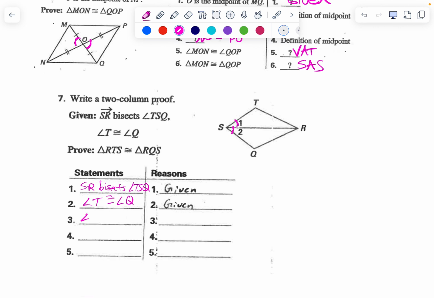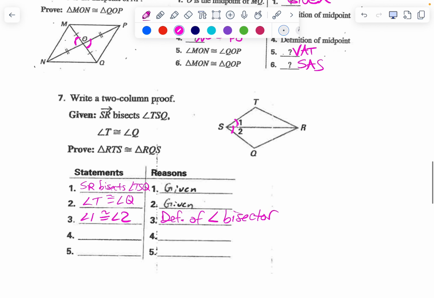So we need to say angle 1 is congruent to angle 2, but why? Definition of angle bisector. Okay? We were told that these two angles are congruent, so it's already in our proof. That's okay. All right, well, these last 2 lines are unknown at this point.